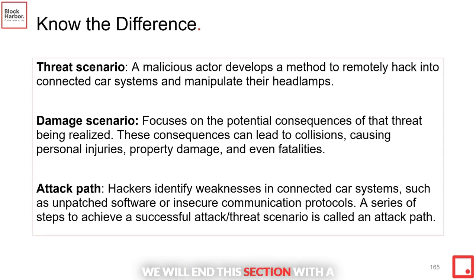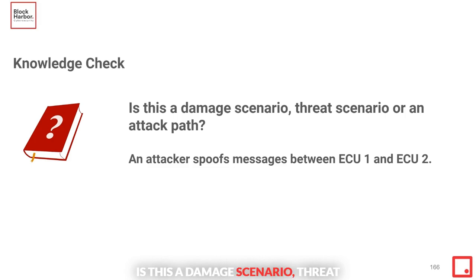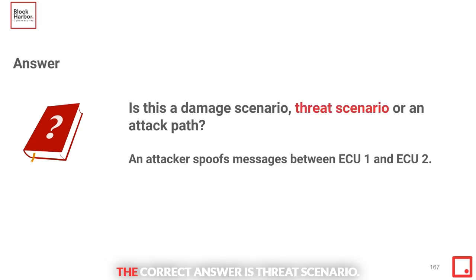We will end this section with a few knowledge check questions. Is this a damage scenario, threat scenario, or an attack path? The sentence is, an attacker spoofs messages between ECU1 and ECU2. As always, take some time for yourself. Feel free to pause the video. Otherwise, let's move on and check the correct answer. The correct answer is threat scenario.